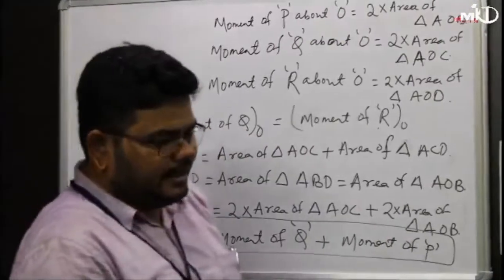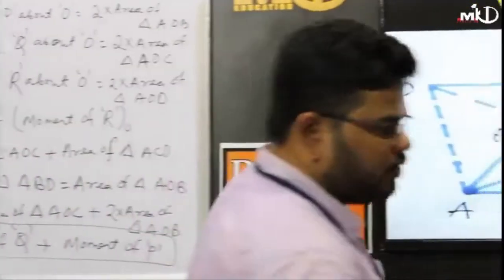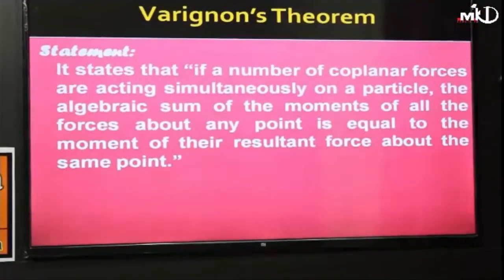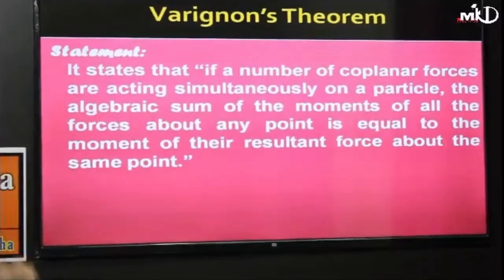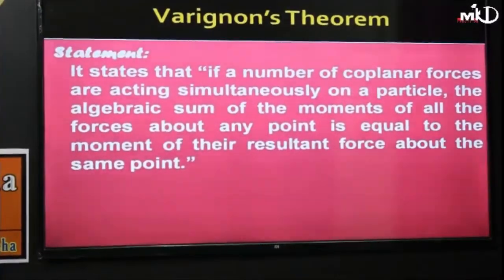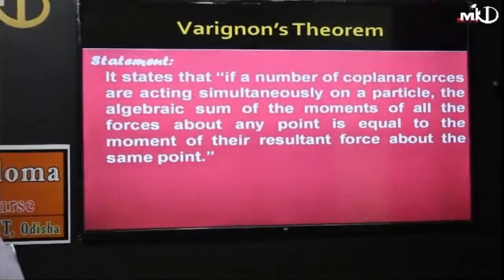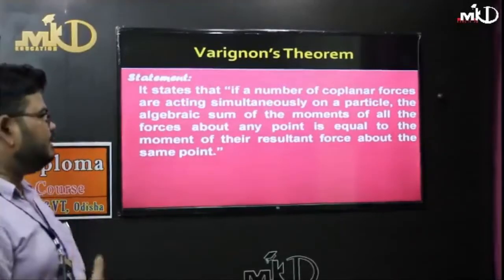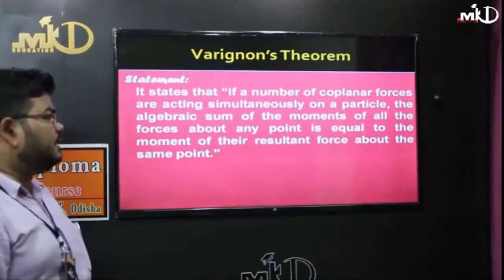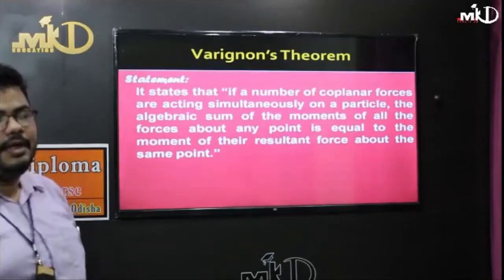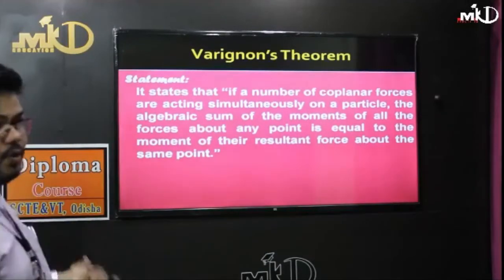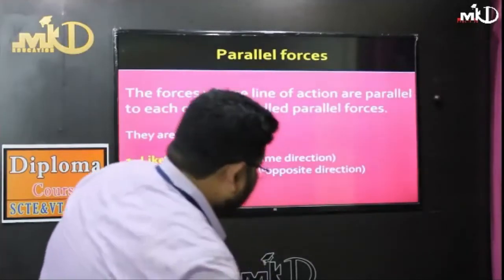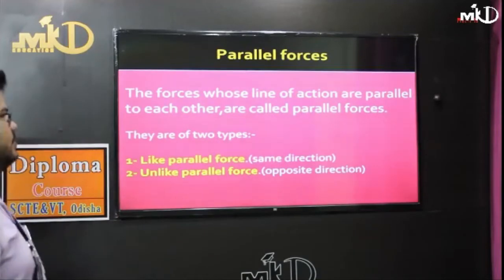Let us see again what Varignon's theorem is. It states that if a number of coplanar forces are acting simultaneously on a particle, then the algebraic sum of the moments of all the forces about any point is equal to the moment of their resultant force about the same point. And this we have proved here. Next we will see parallel forces.